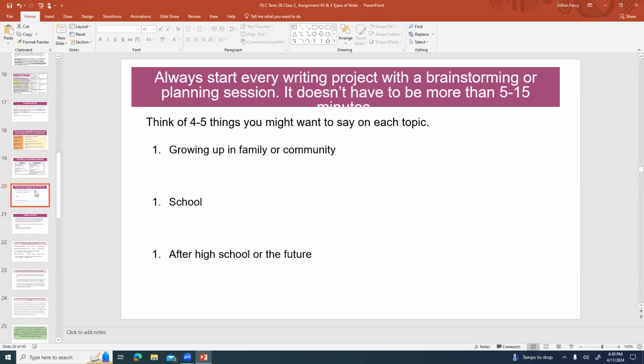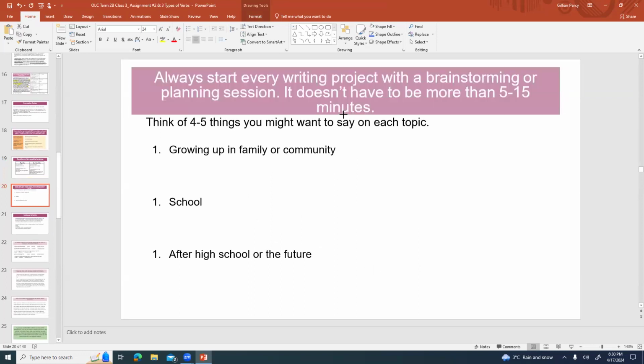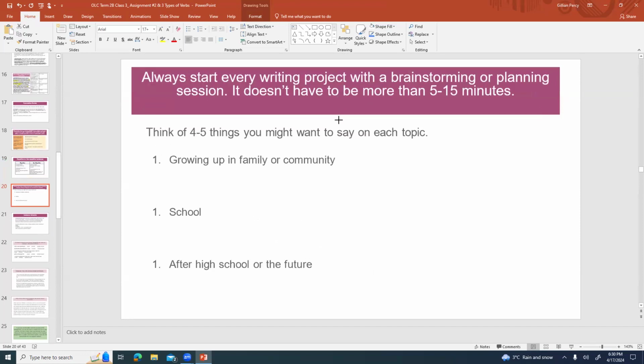Let me see here. Okay, now this is the problem. See, when I change from Google to PowerPoint, sometimes they don't quite line up with each other.